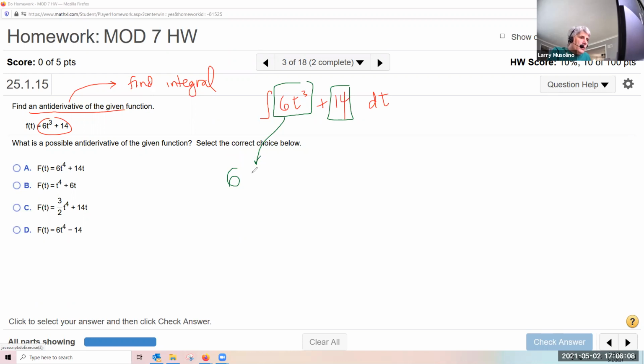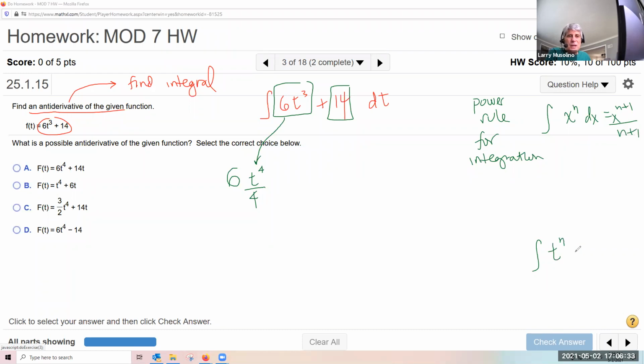The integral of t to the third is t to the fourth over 4. I'm using the power rule for integration. I'll remind you, the power rule for integration says if you're taking the integral of x to the n, it's x to the n plus 1 over n plus 1. But of course, I could write this with t as the variable. So I could write it as the integral of t to the n dt. It would be t to the n plus 1 over n plus 1. So when we just took the integral of t to the third, that was t to the 3 plus 1 over 3 plus 1. That's how I got the t to the 4 over 4.